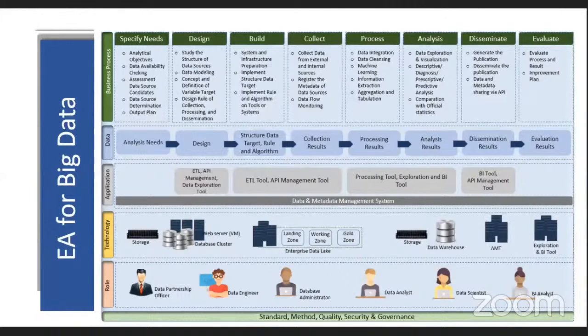Based on EA, as previously mentioned by Mr. Ade, there are main layers: business, data, application, and technology. In this framework, we try to place the layers in this picture. For the business process, we adopt the GSBPM. For the flow of data and metadata, we use the GSIM. This is just a brief picture.